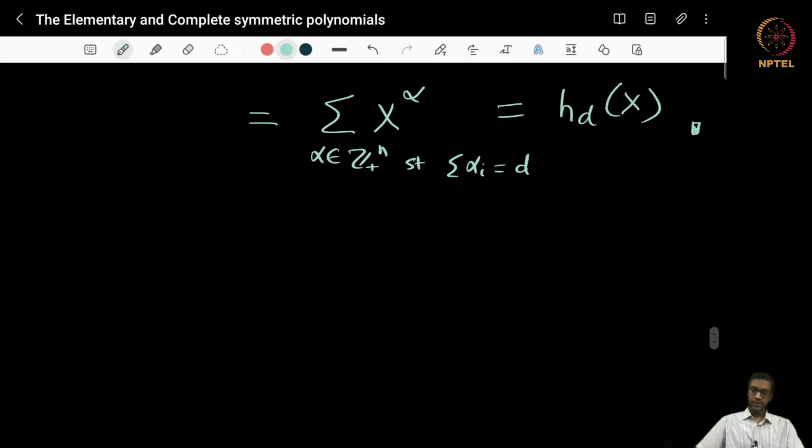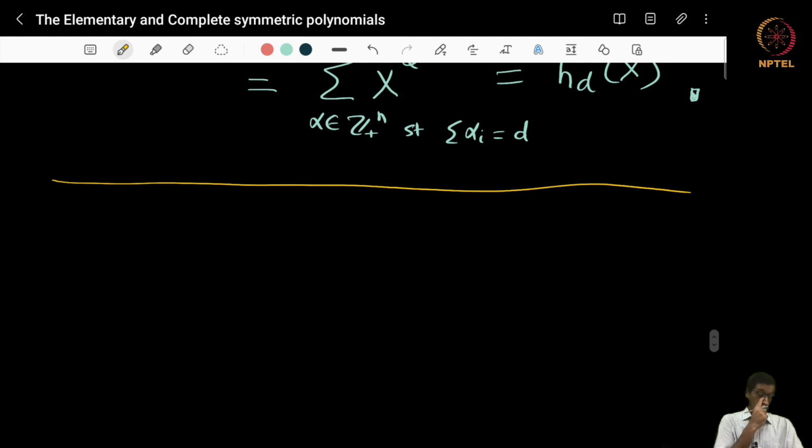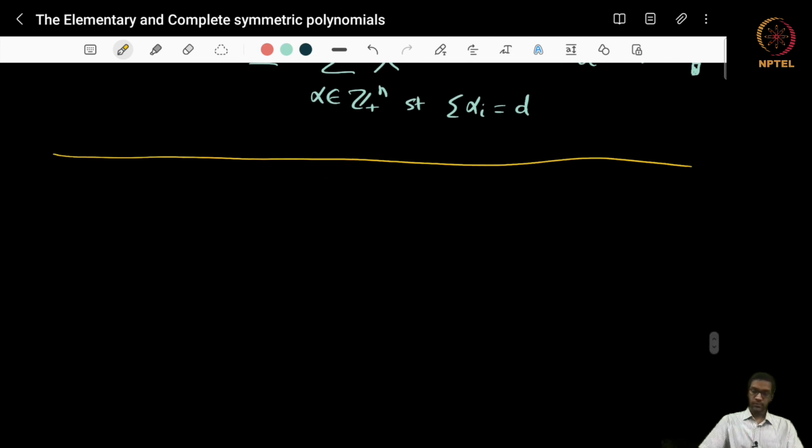Now let's return to this statement I made right at the beginning, that unlike the case of the monomial symmetric functions, the elementary and the complete symmetric polynomials, I have only defined for you one in each degree. So degree 1, there's only h1, there's only e1, right? Degree 2, similarly, I only have e2, then e3 and so on. Now let's remedy this a little bit as follows.